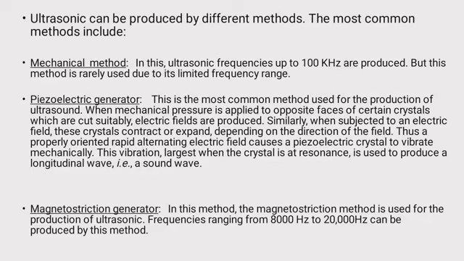And the next is the magnetostriction generator. The general principle involved in generating ultrasonic waves in this method is to cause some dense materials to vibrate very rapidly. The vibrations produced by these materials cause the air surrounding the material to begin vibrating with the same frequency, and they spread out in the form of ultrasonic waves. This is used in ferromagnetic rods made of materials such as iron or nickel.